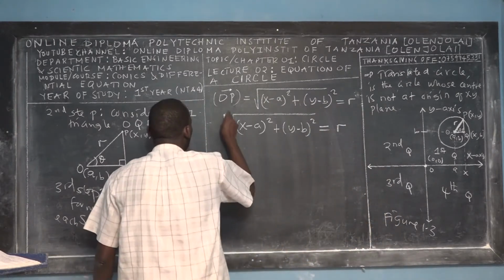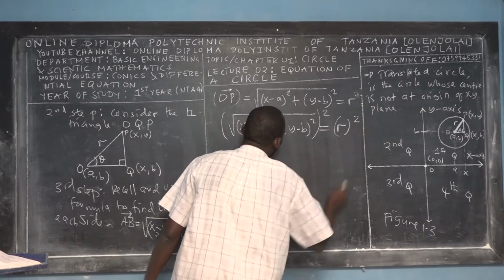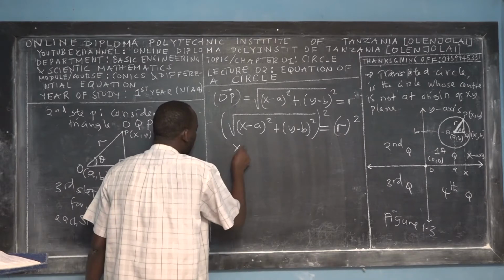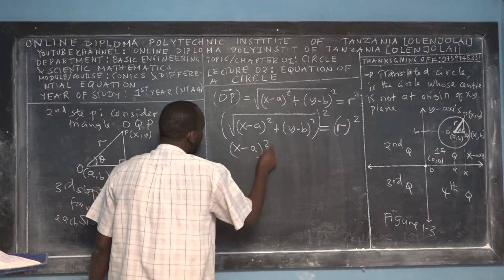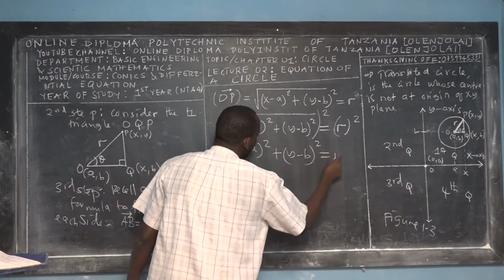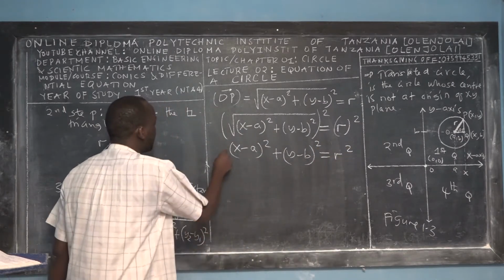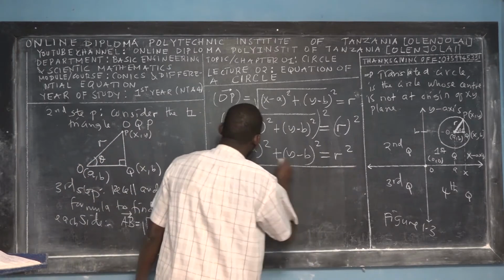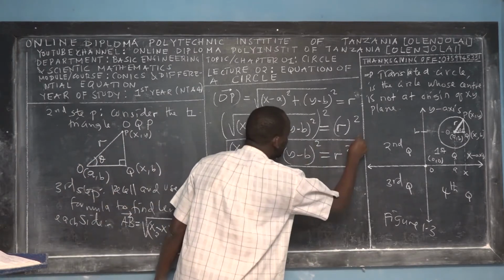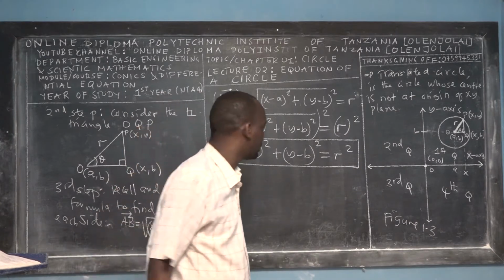So now we can square both sides of the equation. After we square both sides, we get x minus a squared plus y minus b squared is equal to the radius of the circle squared. This is a very interesting equation. But I want to show you the alternative, the second technique that you may use to derive that equation quickly.